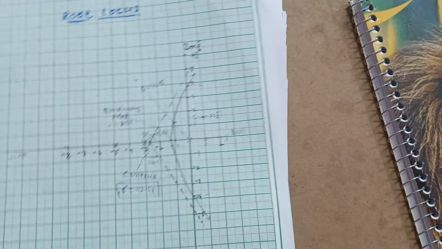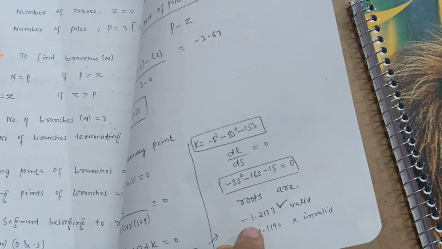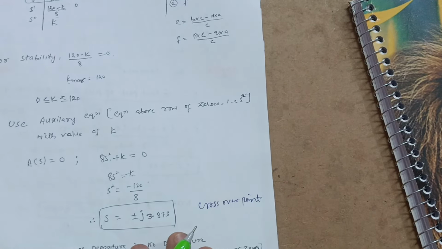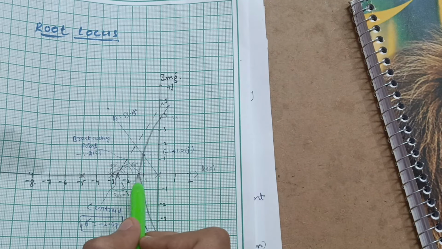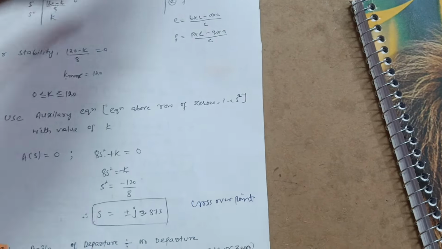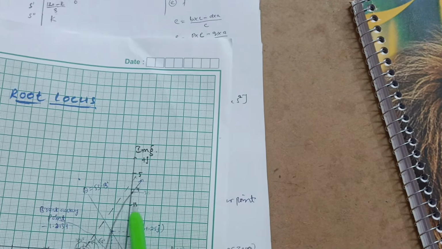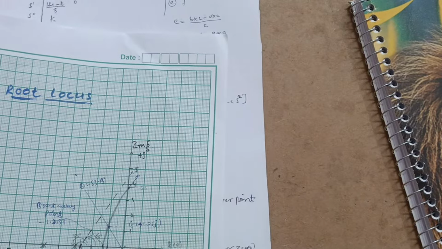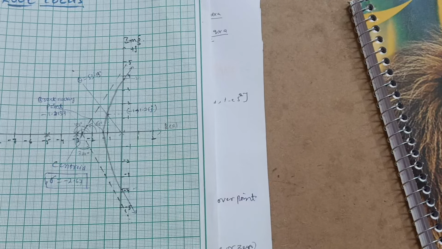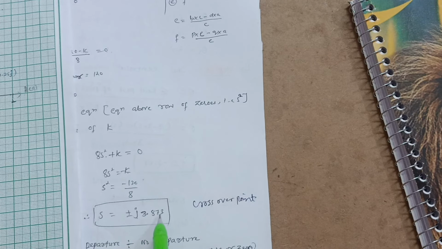Then the breakaway point, which we have calculated already. What is the breakaway point? Minus 1.2137, that is the valid root also. Somewhere here you will get minus 1.2137. Also the crossover points we have calculated, that is plus minus j times 3.873. So mark it here, 3.873 and minus 3.873, on the imaginary axis. Take j here, see, j 3.873, mark it here.